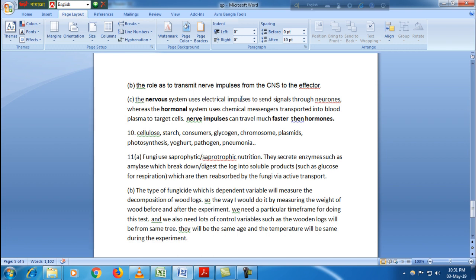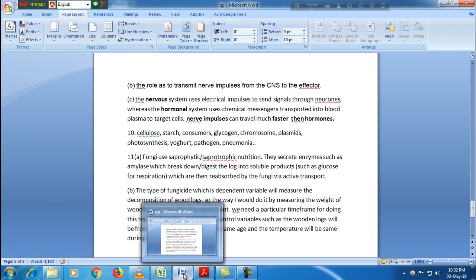So the answer is, the nervous system uses electrical impulses to send signals through neurons, whereas the hormonal system uses chemical messengers transported in blood plasma to target cells. Nerve impulses can travel much faster than hormones. Next question, number 10.